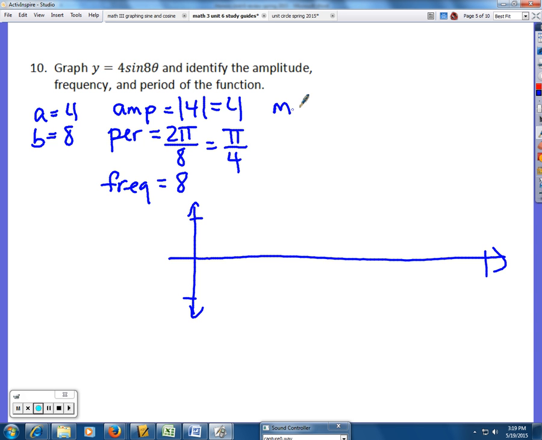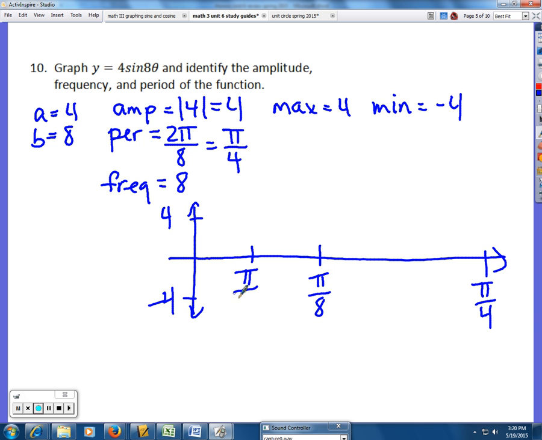Okay, my max is 4. My min is -4. And the period is pi over 4. Again, multiply that by 1/2 and you get pi over 8. Multiply that by 1/2 and you get pi over 16. Take the numerator, multiply by 3, and that will be 3 pi over 16.